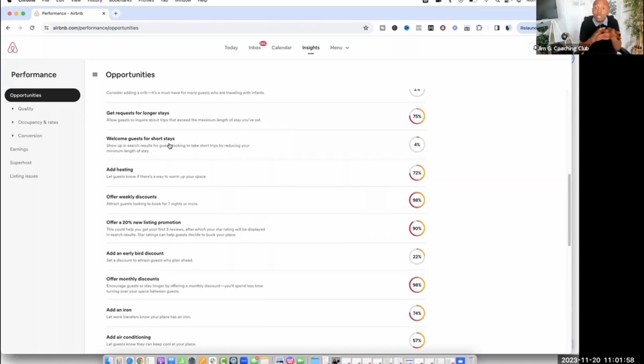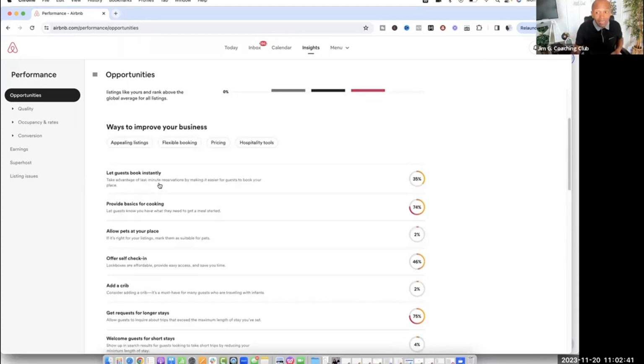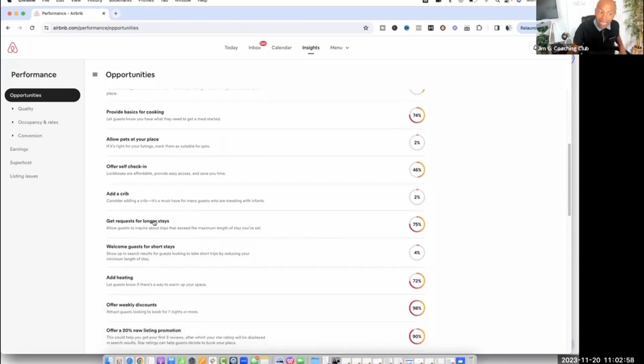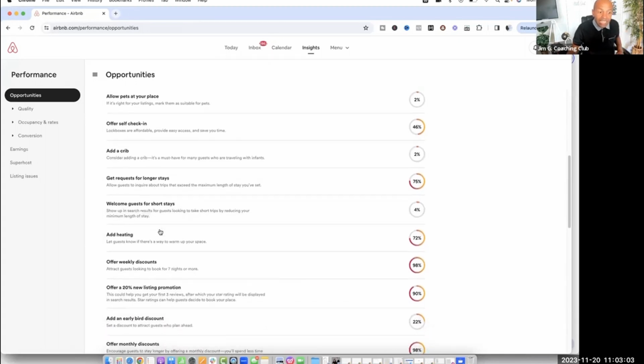Airbnb is actually doing surveys of people coming to their platform to see what they're looking for, why they're on Airbnb, and why they're inquiring about a place during their travels. Airbnb gathers all this data and matches it up with hosts who have listings with these amenities. They call them opportunities, but they're basically just amenities. Just to give you a few examples: are you letting guests book instantly? Here you've got letting guests book instantly, provide basics for cooking, allow pets at your place, offer self-check-in, add a crib, get requests for longer stays, welcome guests for short stays, add heating.